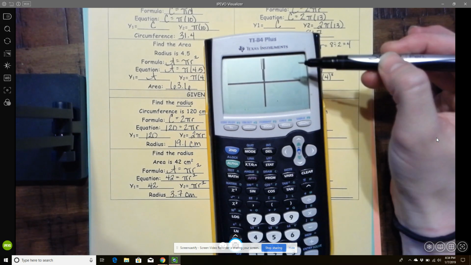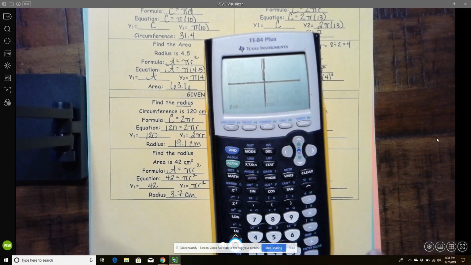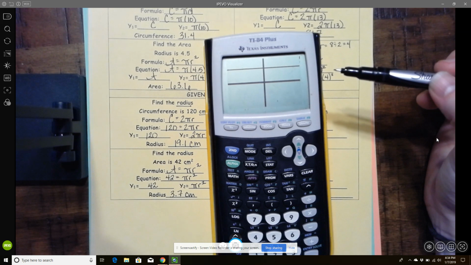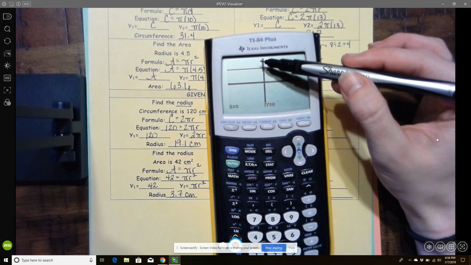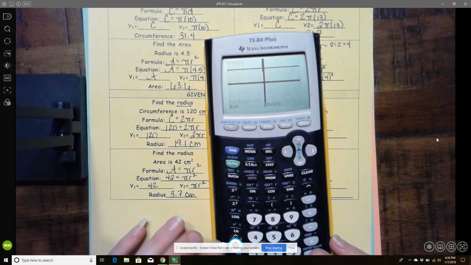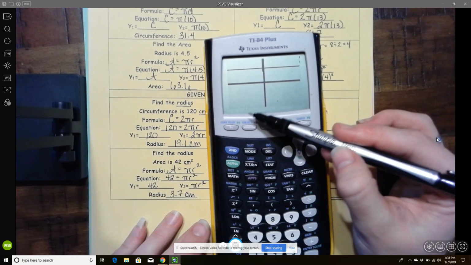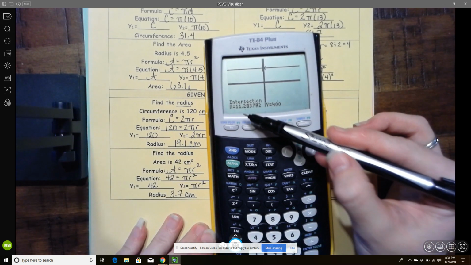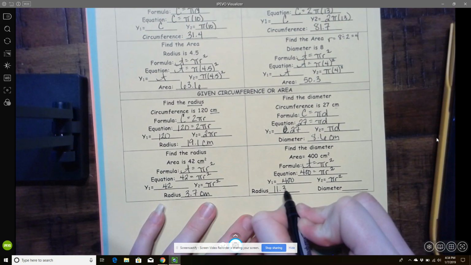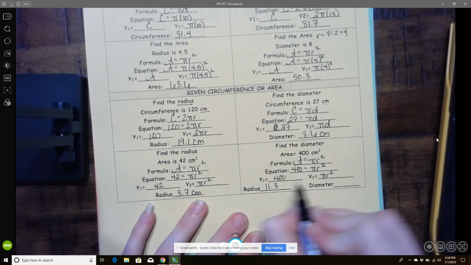So I'm going to have to zoom out. I don't see my horizontal line here. And it's hard to see, but you can see that other curve kind of fill in there. And I get an intersection of 11.28, which would be 11.3, but I'm not done yet. I need the diameter.